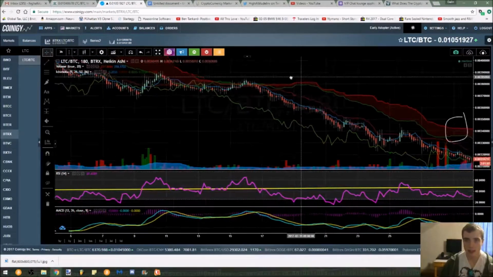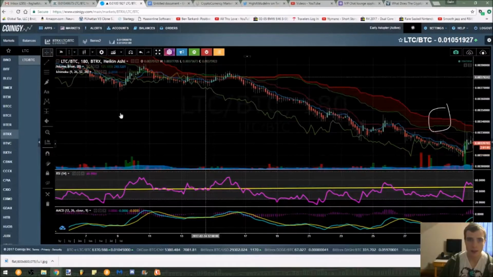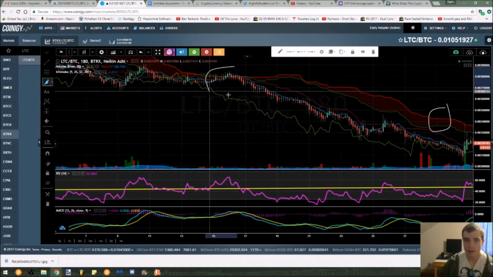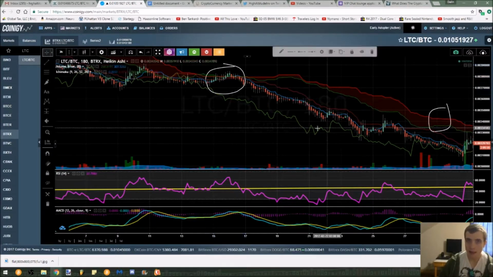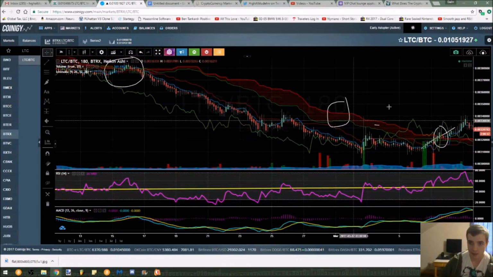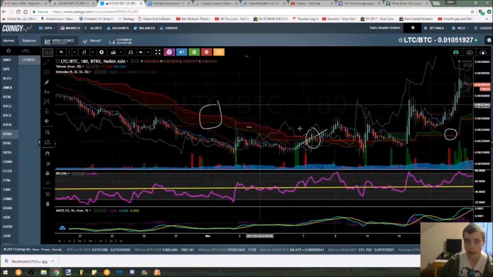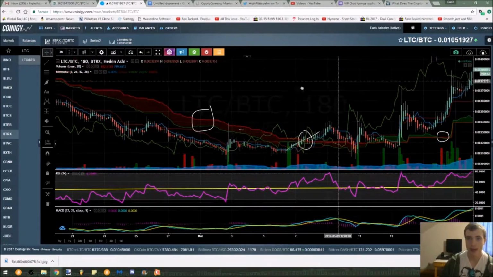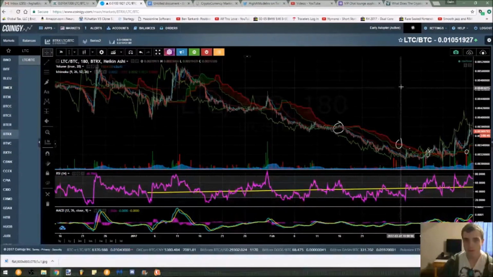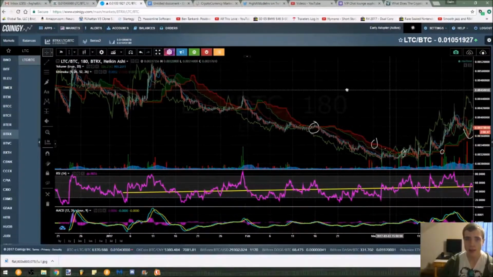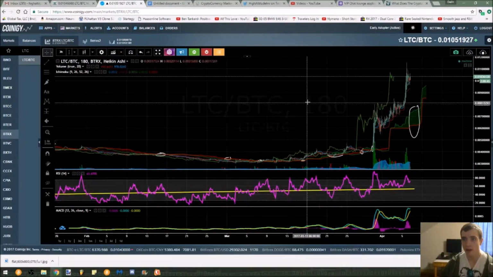It was still resistance. So it doesn't always work out as planned. It doesn't always break through the cloud when it's thin. All it means is that it has a higher chance of breaking through the cloud when it's thin. See, thin right here, and it broke through. All right, so that's how I trade the Ichimoku cloud.